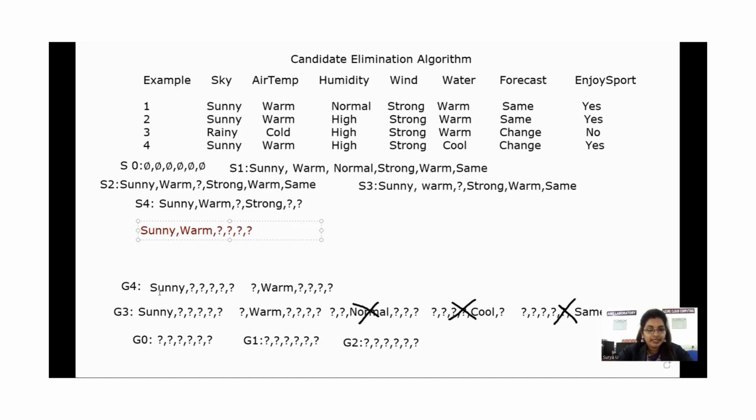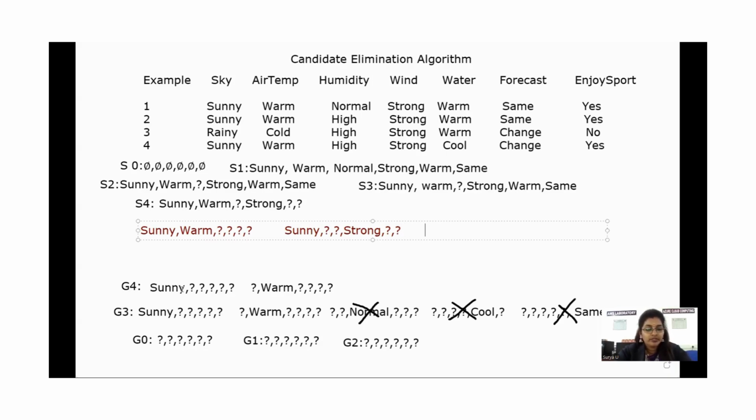For the next condition, again, we have sunny. Other than warm, we can include strong, right? So we can include strong here. Now, sunny, comma, question mark, comma, again question mark, comma, what do we have to write now? We have to write strong. Okay, strong, comma, question mark, comma, question mark. All right, I hope you understood now. So this is what the second criteria we can write. So what about the next one?